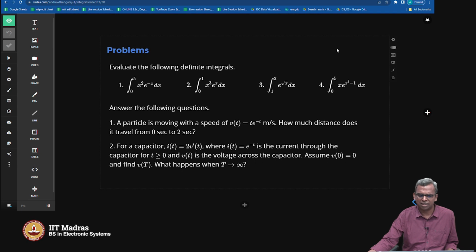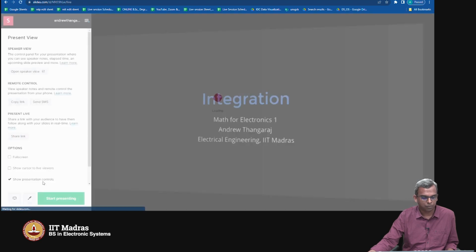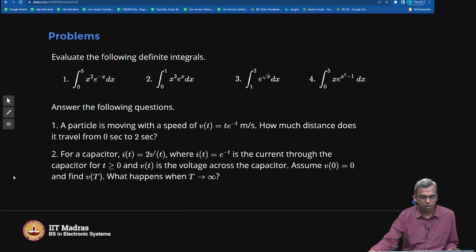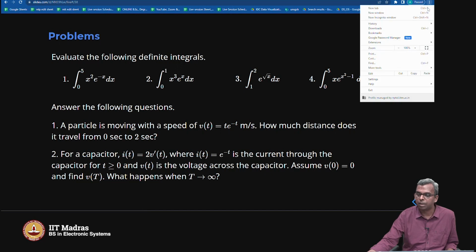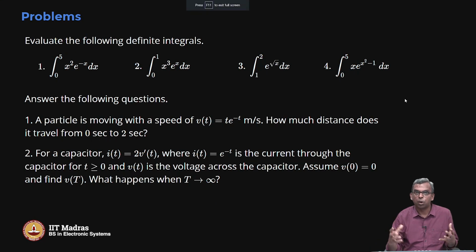More interesting are the applications of integration, where we will see how one can translate a real problem into integration. That's more interesting for us to do. The actual integration itself, you can give away to a tool very easily.